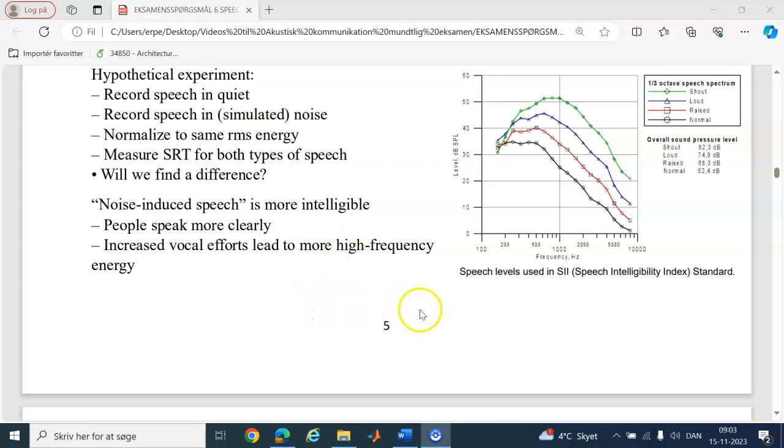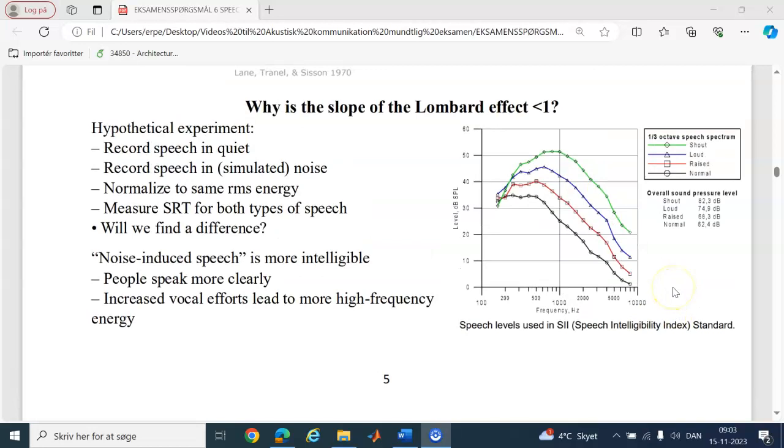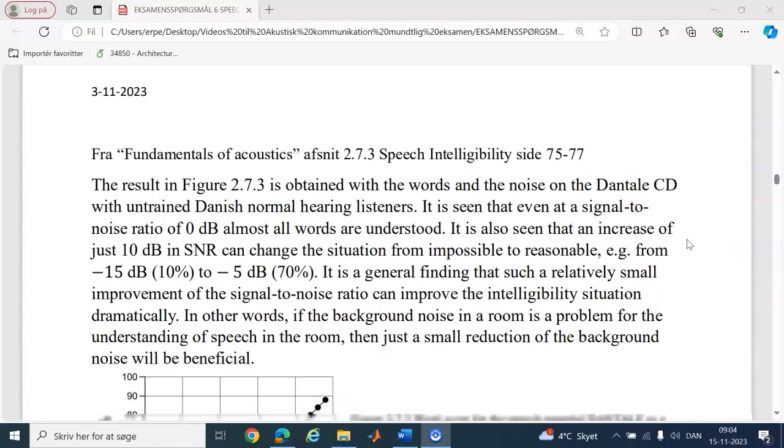You have some speech levels used in the speech intelligibility index standard. Shouting at a sound pressure level of 82 decibels, loud about 75 decibels, raised 68 decibels, and normal 62 decibels.